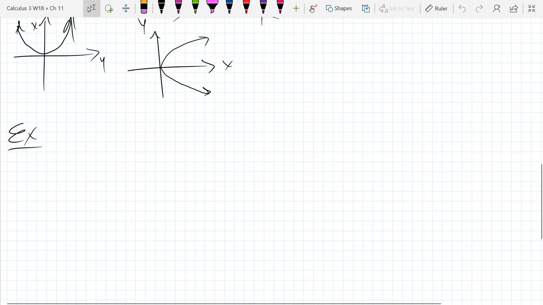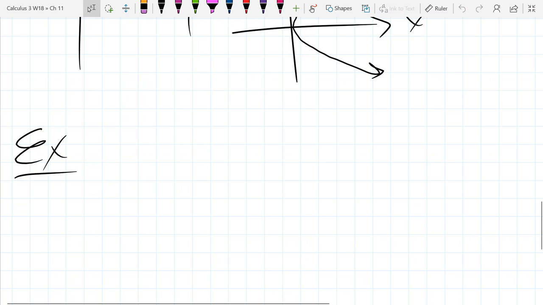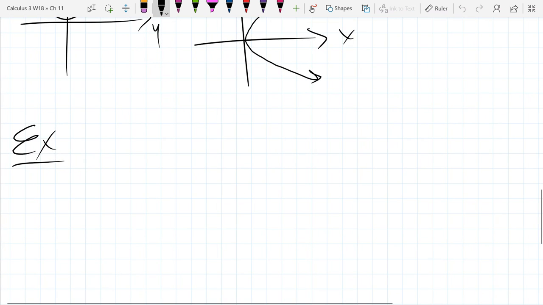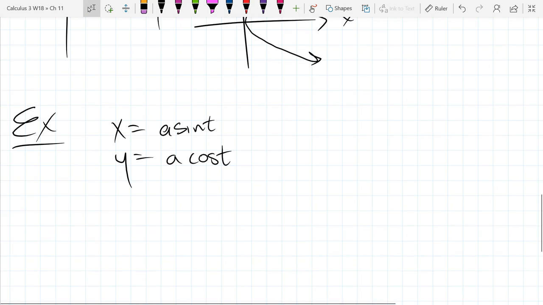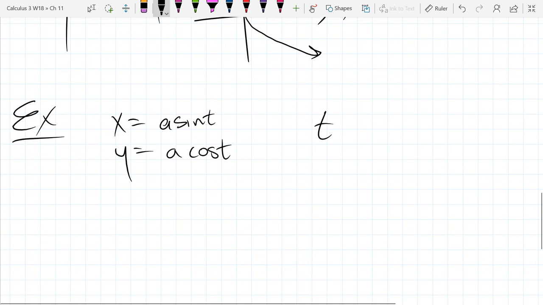So our next example, our parametric equation: x is going to be a cos t. Actually, let's get crazy, that's too normal. Let's go a sine t. And y will be a cos t. And we'll go t between 0 and pi.